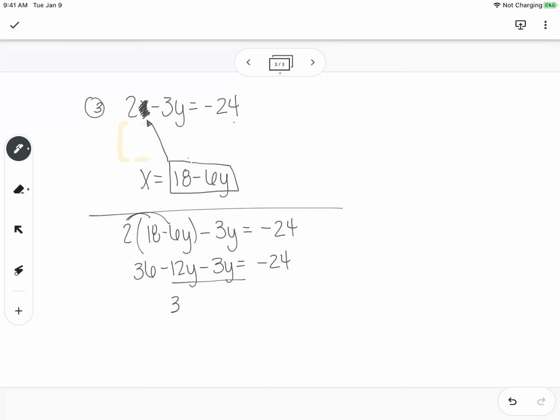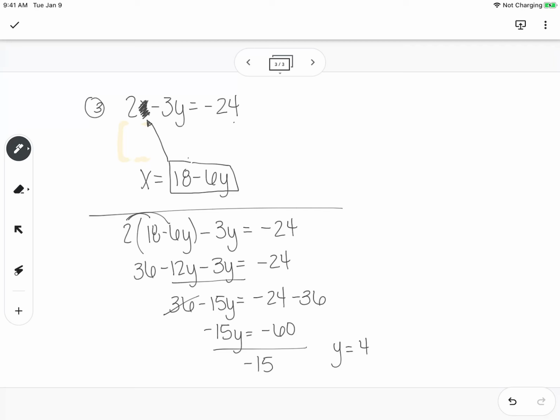Combine your y variables, and that gives me negative 15y equals negative 24. Subtract the 36 to the other side, and that gives me negative 60. Divide by negative 15, and you get y equal to 4. Positive 4, because two negatives make a positive.